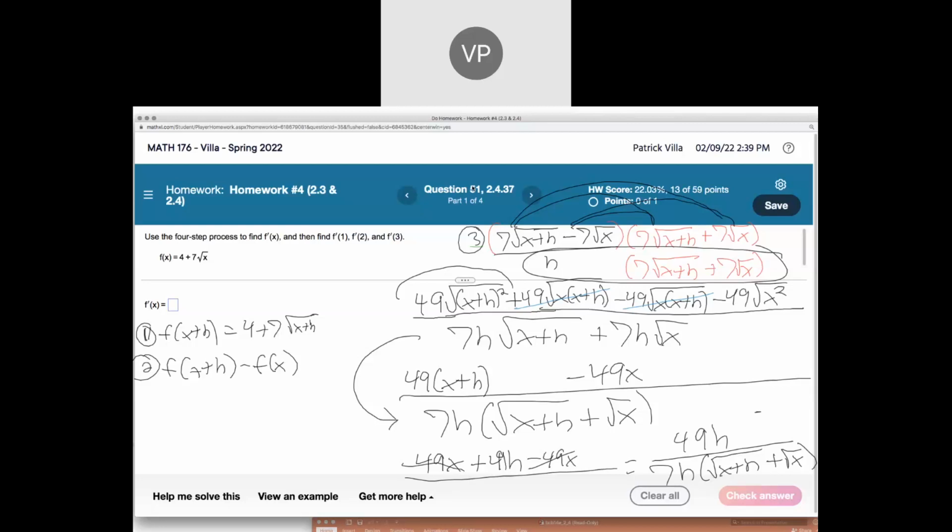Now, the only thing left to do is these h's are finally going to cancel off. And that's kind of your ultimate goal. I need the one single h on the bottom to be gone, and it is. In fact, the 7 and the 49 will cancel as well to make it a 7 up there. So my final answer for part 3 ends up being 7 over root x plus h plus root x.